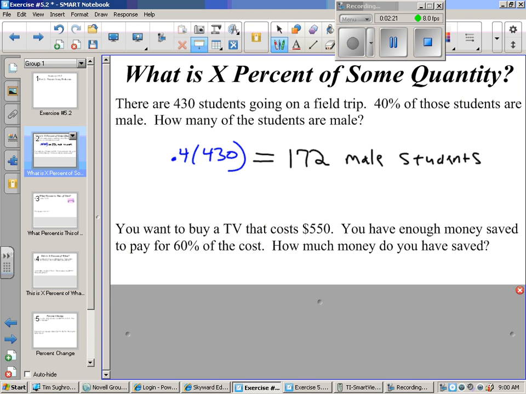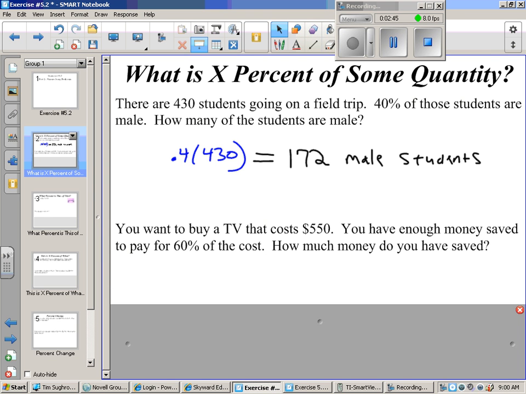That would be correct. And then there's another way that you could do it. Let's say you just want to find the number of female students directly. What's another way you could do it? Let's say we didn't find the number of male students. Yes, right here. 0.6 times 430, because if 40% are male, then the other 60% are female. Correct? Okay? All right.